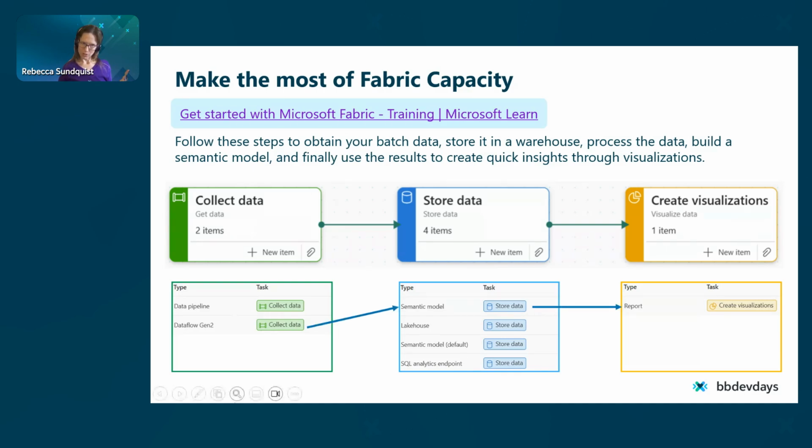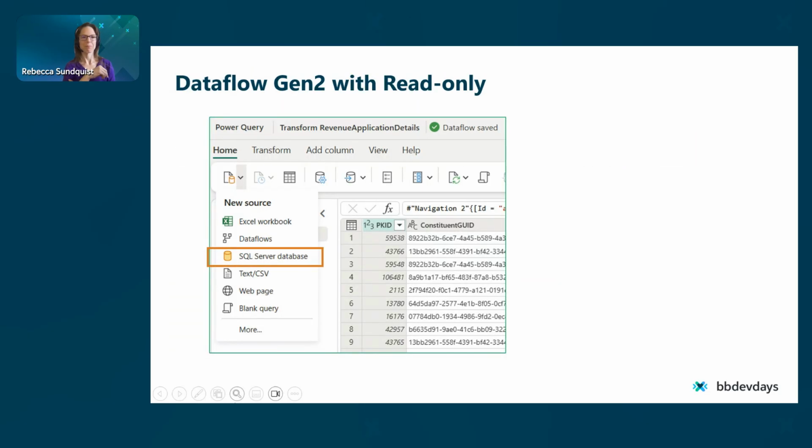But first, let's start with just a straight up connection using read-only and creating a semantic model off of that, and then subsequently you can start building that report. The data pipeline option is what we're going to cover second. All right. Dataflow Gen 2 is an activity that you can do under the collect data option.